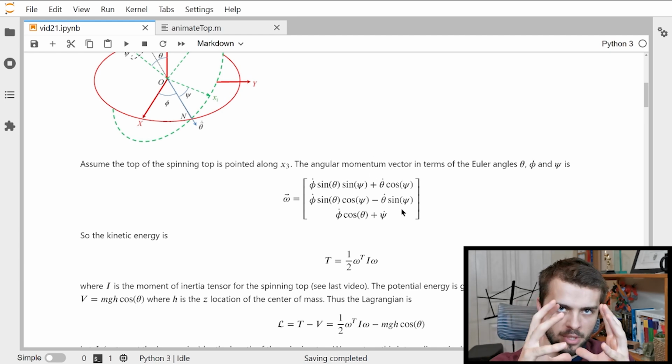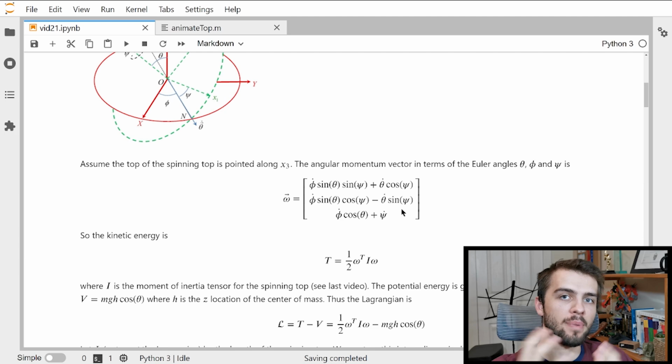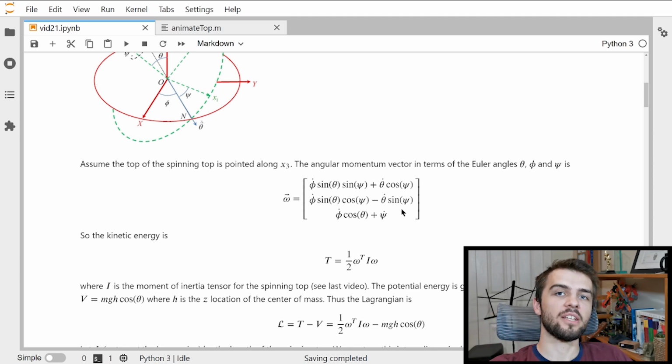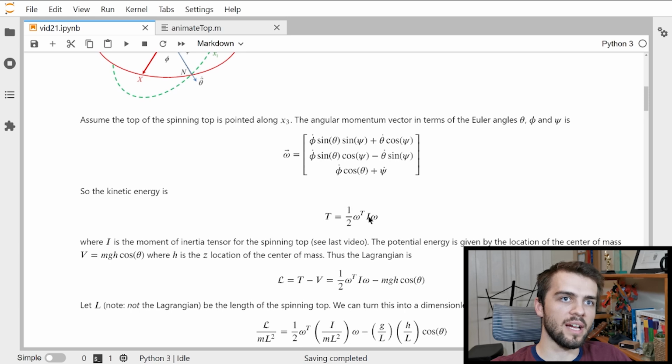Now, once you have the moment of inertia tensor for the object, by the way, I went over that in my last video. There's a link in the description. I'm not going to be going over that as much in depth in this video, but I showed how to find the moment of inertia tensor for any object that you want. So it can be applied to this video as well. But once you have the moment of inertia tensor and you have the angular momentum vector, the kinetic energy is just 1/2 omega^T I omega. Remember that I is a matrix and omega is a vector here.